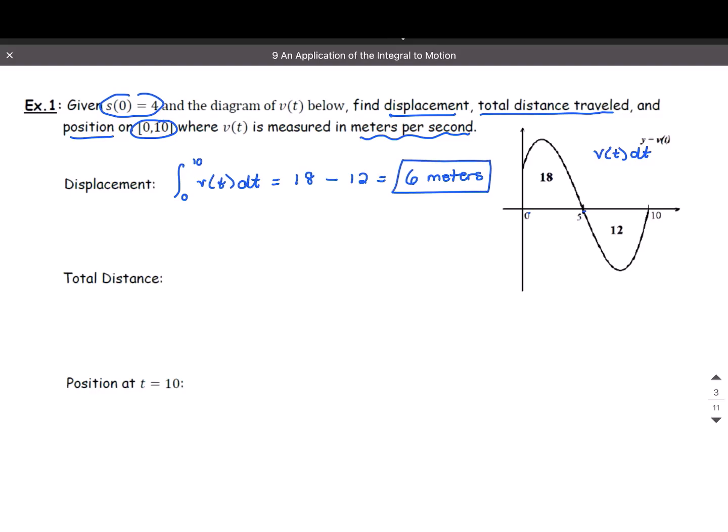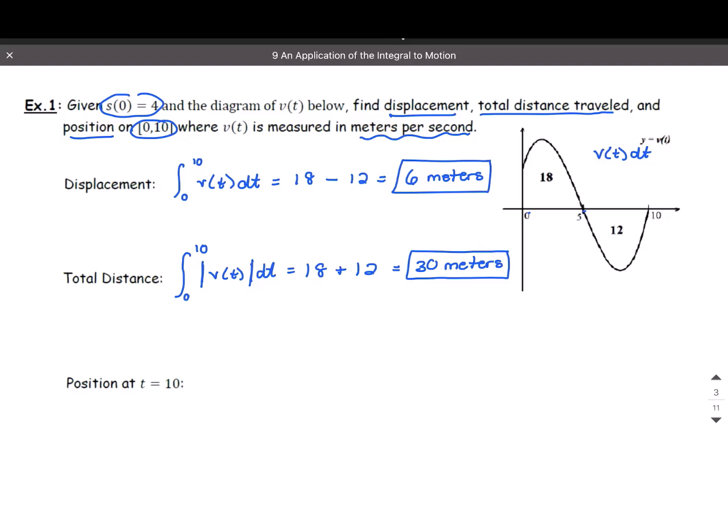Okay, awesome. Now total distance. Total distance, we integrate from 0 to 10 the absolute value of velocity, right? Because we don't care which direction we're moving, we just want to know how far we went. So it's the absolute value, which means we still have 18, but we're going to add the 12, and now we have 30 meters. Big difference between displacement of 6 meters and total distance traveled of 30 meters.